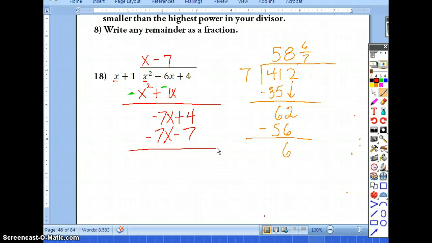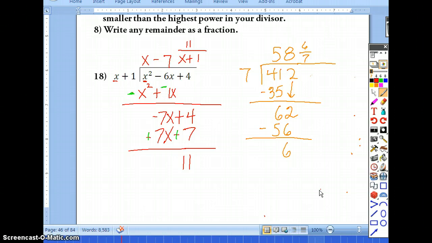I like to think of it this way. Instead of subtracting, how about if we just change the signs and now add all the terms together? And when we add them together, the x's cancel out. 4 plus 7 is 11. And so our remainder is 11 over x plus 1.